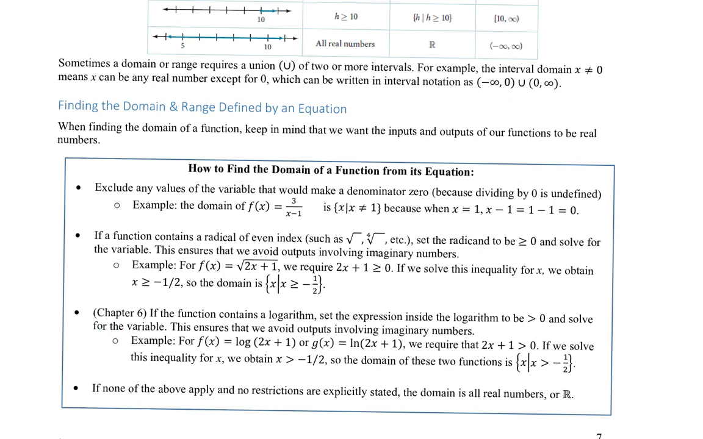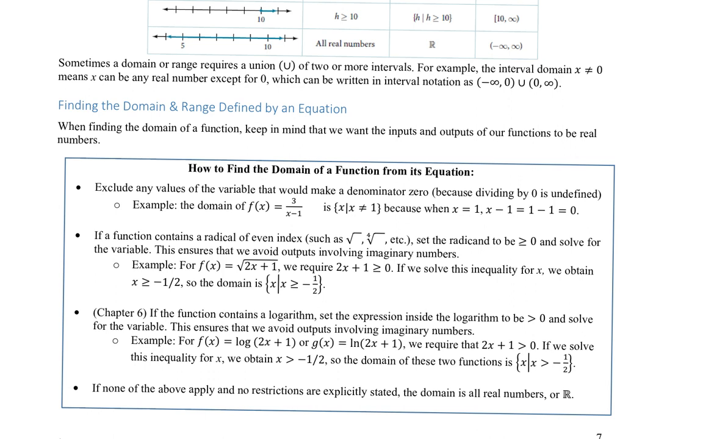When you get to chapter 6, you'll be learning logarithms. And for the logarithm, we know that the argument must always be greater than 0, or for the natural log, which is almost the same thing as a logarithm. So if we solve this inequality, once again, we'll get x to be greater than negative 1/2. So the domain of these two functions is x such that x is greater than negative 1/2.